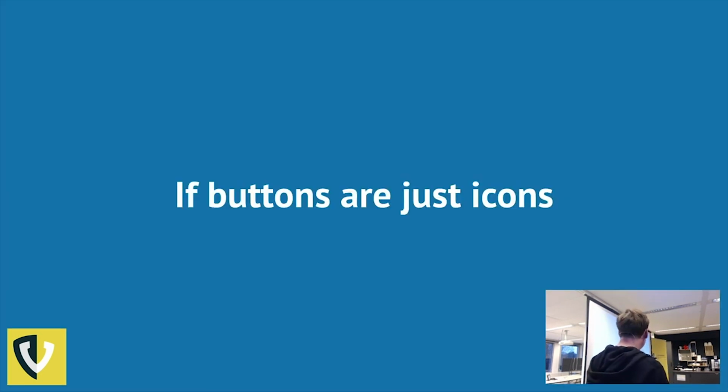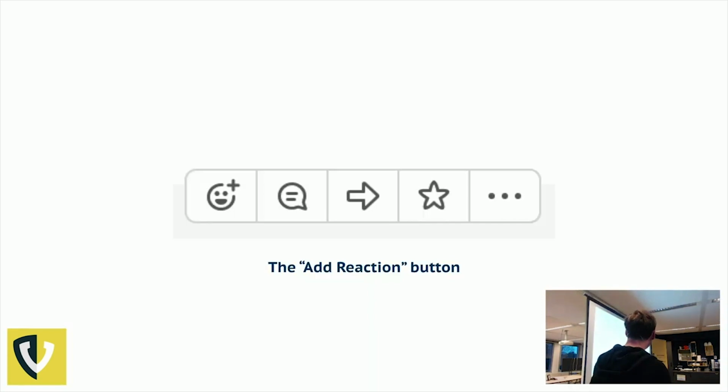And then another example is when buttons are just icons. People have different opinions about this. I've heard the opinion a lot that all the icons need to have labels next to them, but sometimes that's not feasible. So this is an example from Slack. This is with every message. So if all of these things would have labels, it would get really messy as an interface. So maybe it's defendable to have just icons there.